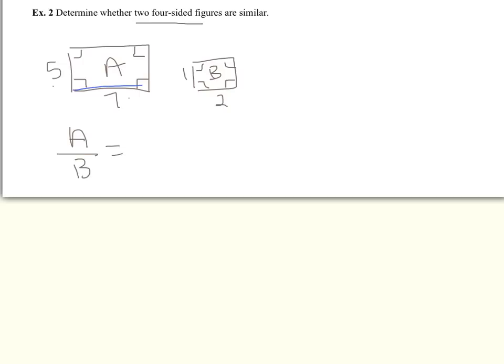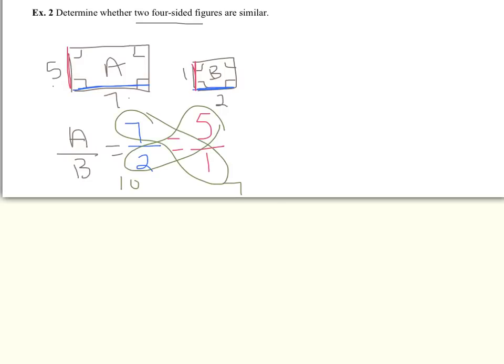I'm also going to keep with the theory. I want to compare the longest side to the longest side, so I know I'm comparing corresponding parts. For the shorter side, I have 5 to 1. Testing my cross products, I have 10 and I have 7. I see that those do not equal, so that means no. These two quadrilaterals are not similar.